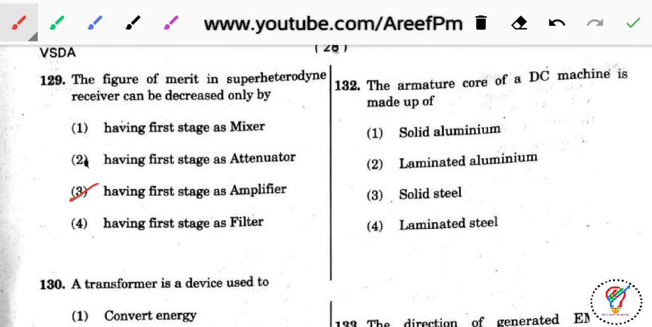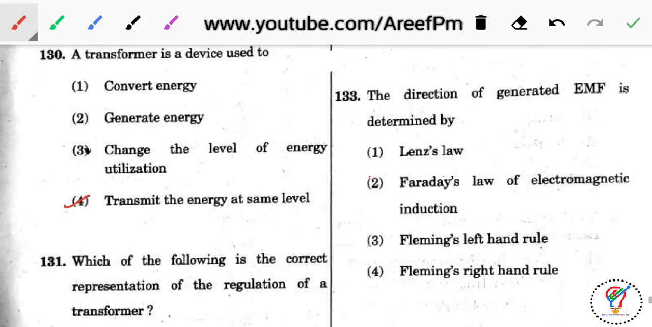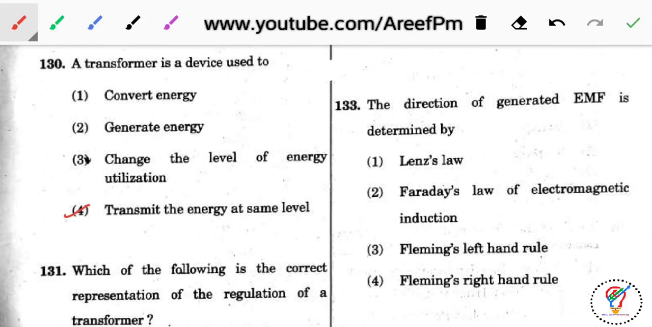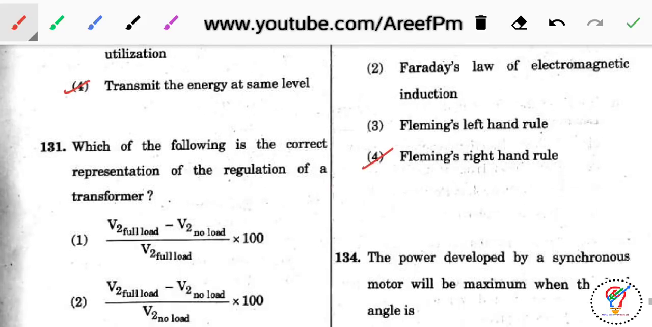132 question. The armature core of a DC machine is made up of silicon steel lamination. So you can also say laminated steel here. 133. The direction of induced EMF is given by the generator right hand rule. So it is 133, the fourth is the right option here.